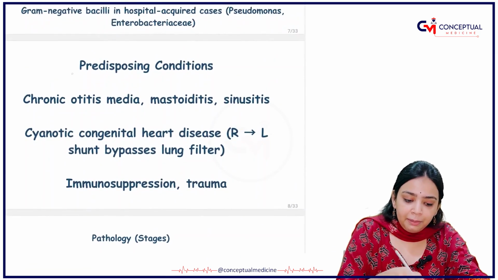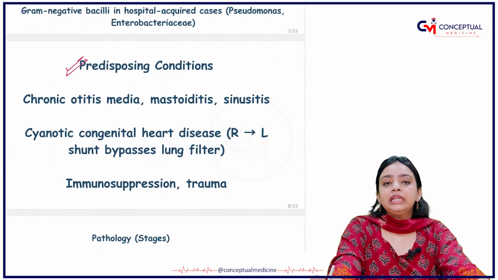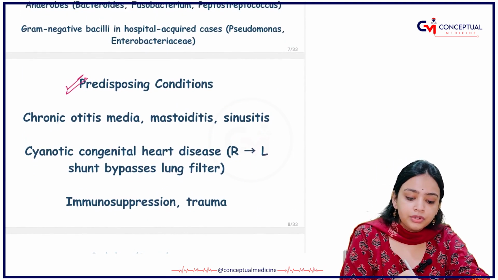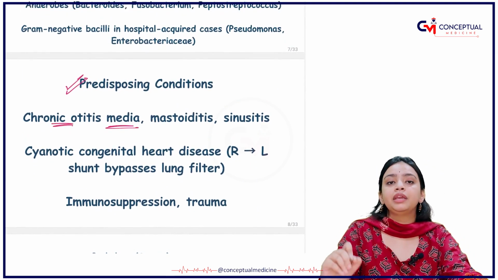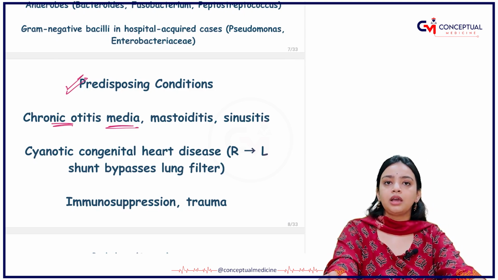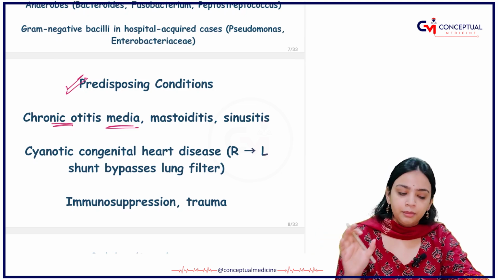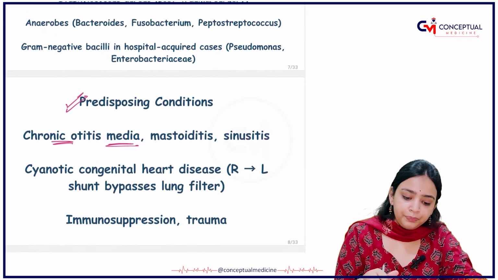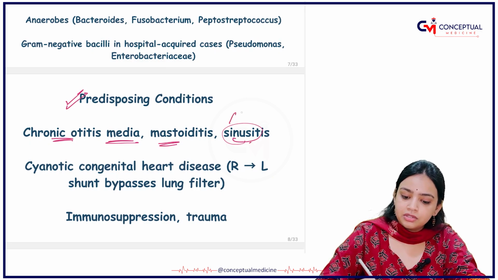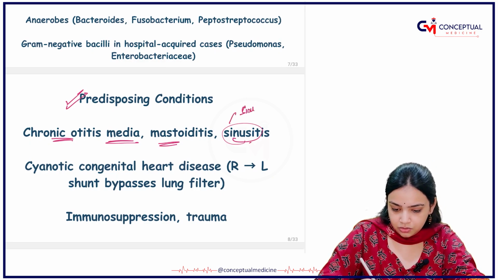What are the predisposing conditions? What are the conditions that lead to this kind of infection? First one is chronic otitis media. This you will learn in your ENT lecture, I guess in fourth year, because third year has been shifted to fourth year. Then you have mastoiditis and sinusitis. Sinusitis is the inflammation of your sinuses.